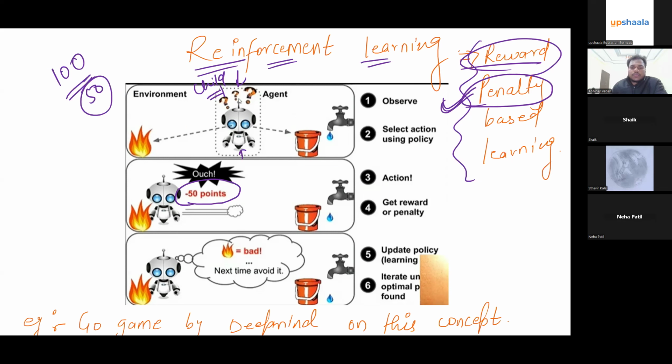Suppose he went to the water, he gets 50 more points, so that will become 150. This is one scenario, this is the other scenario. That means he has some rewards. This kind of learning is called reinforcement learning. It is based upon the scenario from condition to condition, so you can say it is condition-based learning.